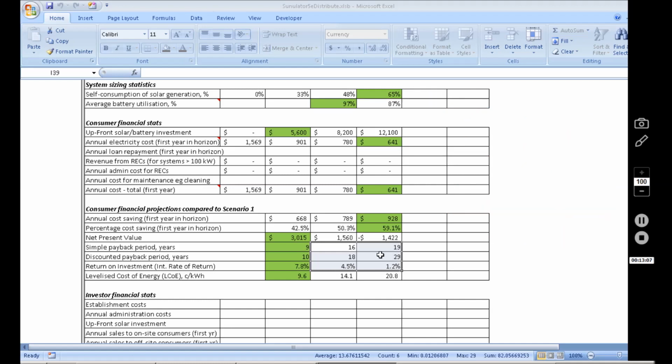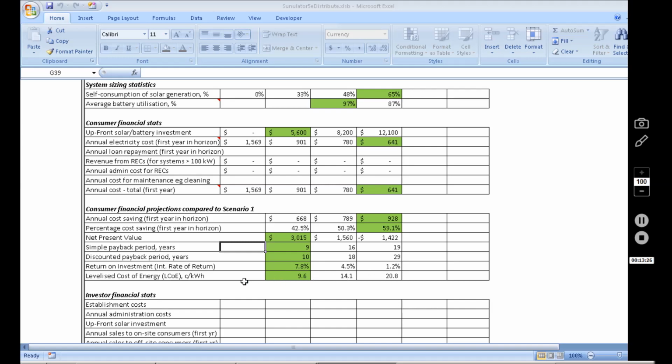So that's one of the things that you can do in Sunulator. We've got our upfront solar battery investment there. On the cost sheet, you could halve those battery costs, for example, and start to see at what point it becomes attractive in your situation.